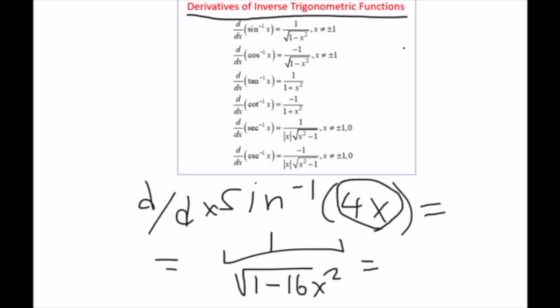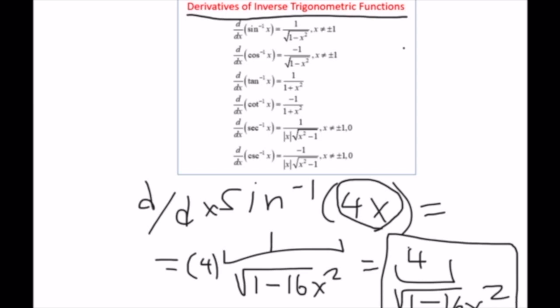If you remember the chain rule from the earlier videos, using the power rule, the derivative of 4x is just 4. That goes in the numerator, because you're multiplying by 4 due to the chain rule present in this problem. So the final answer for this problem is 4 over the square root of 1 minus 16x squared, with the square root covering the whole thing.